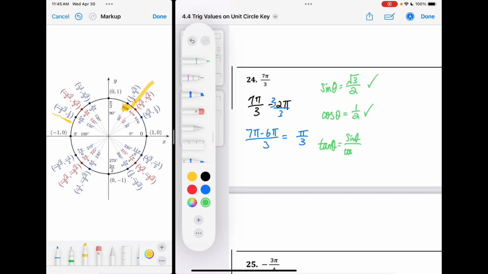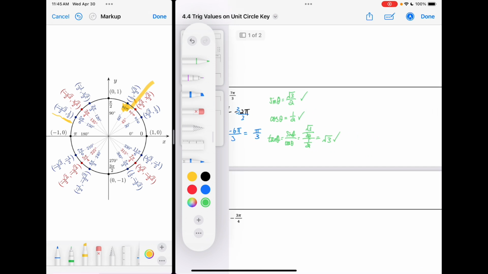Tangent. Remember, tangent is equal to my sine over cosine. So therefore, what you see is what you got: square root 3 over 2 over 1/2. Now, can we simplify? Yes, 2 and 2 cancel out, right? So what will be my final answer?